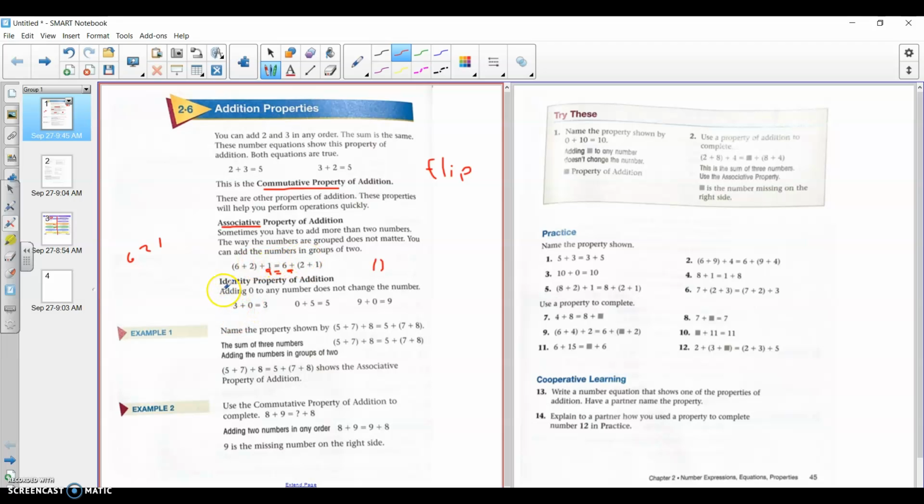All right, the last property is the identity property. This just has to do with adding 0 to any number. It does not change the number. 3 plus 0, guess what? It's 3. 5 plus 0, it's 5. And 9 plus 0 is 9. So those are the three properties that you're looking at.